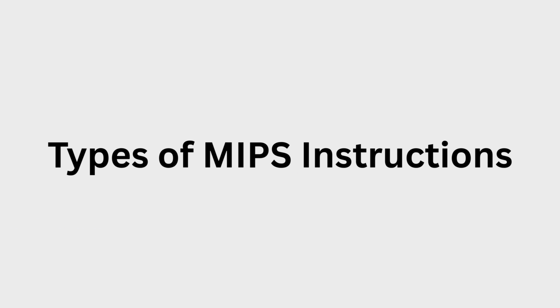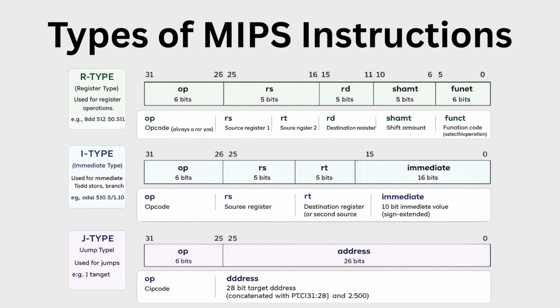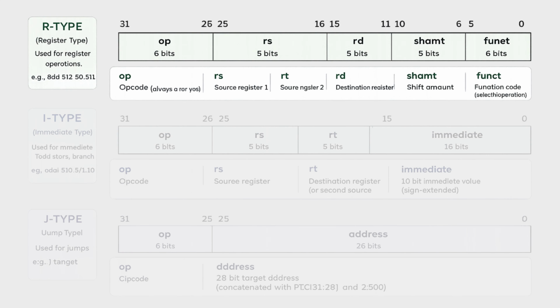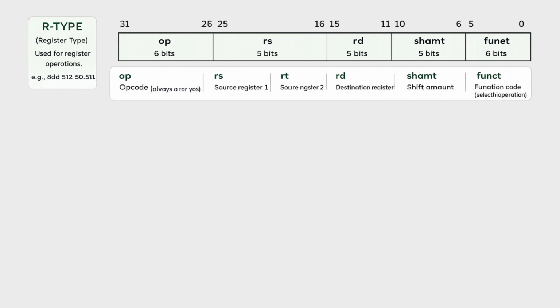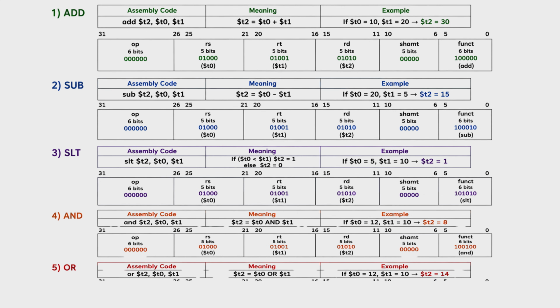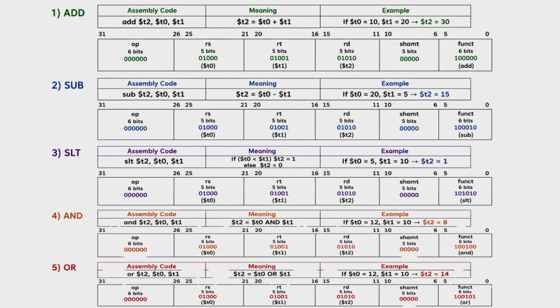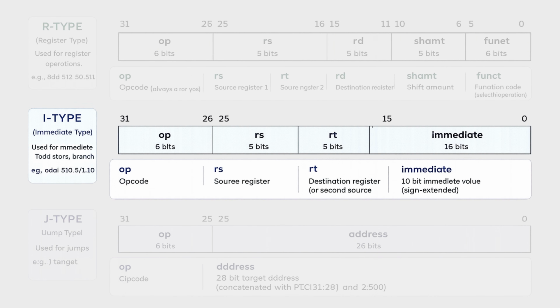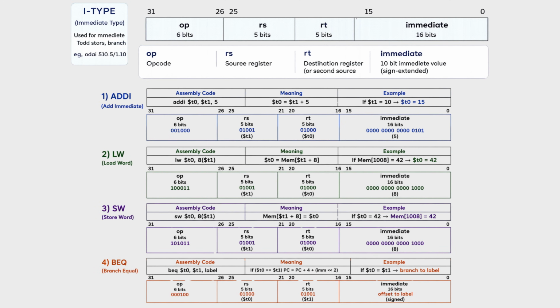Before we begin, it's useful to know that MIPS instructions are grouped into 3 main formats: R-type, I-type, and J-type instructions. R-type instructions are used for register-to-register operations such as add, sub, and, or, SLT. For example, add T2, T0, T1. I-type instructions contain an immediate value and are commonly used for arithmetic, memory access, and branching operations such as add immediate, load word, store word, branch equal.